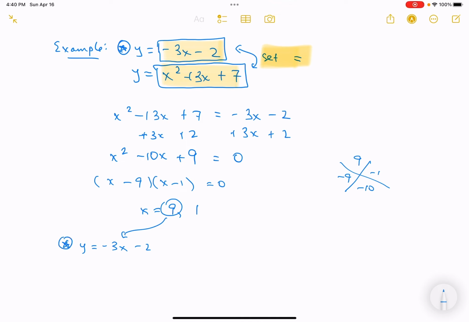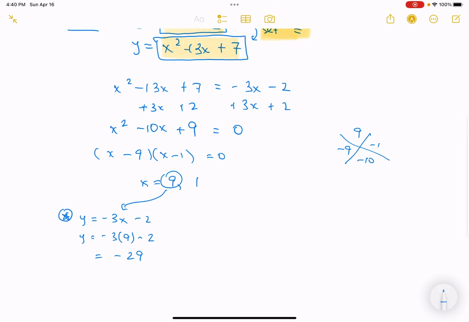I'm going to put 9 in for x. And that looks like negative 29. Negative 9 times 3 is negative 27, minus 2, negative 29. So a solution would be positive 9 for x and negative 29 for y. That's one of my solutions.